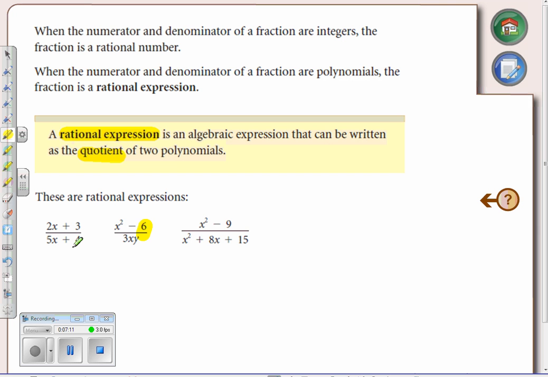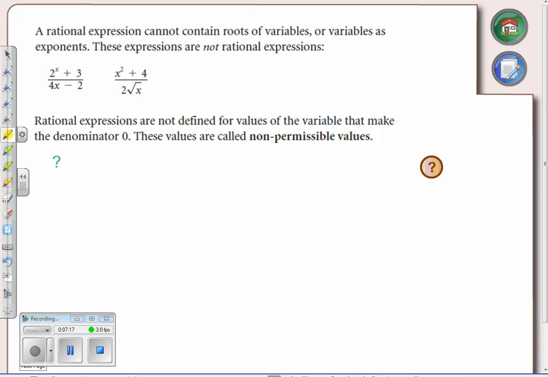Okay. X's and Y's, numerator and denominator. A rational expression cannot contain roots of variables, or variables that are the exponents. So we cannot have 2 to the x or square root of x. It's always just going to be x squared, x cubed, or just x to the 1.